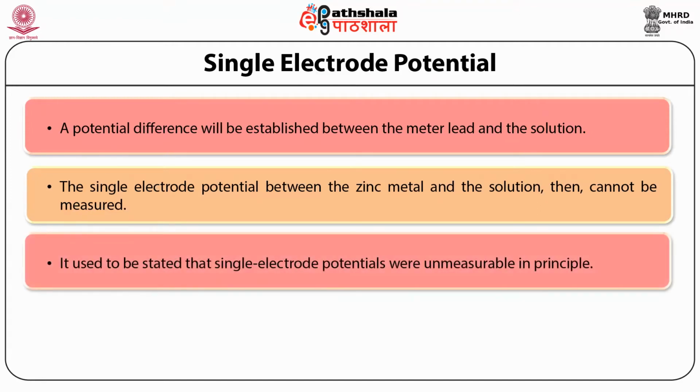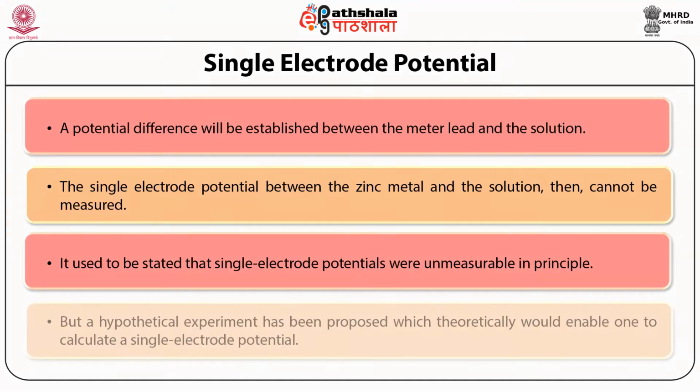It used to be stated that single electrode potentials were unmeasurable in principle, but a hypothetical experiment has been proposed which theoretically would enable one to calculate a single electrode potential from measurements of the radiation emitted by the oscillating charges if the electrode were caused to vibrate.